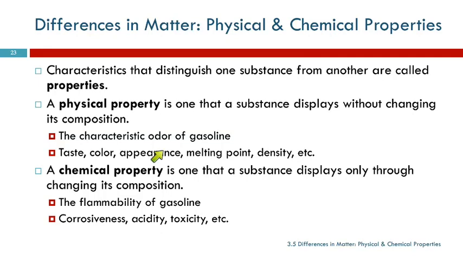So gasoline has a distinctive odor. You can smell that without destroying the gasoline. Taste, color, appearance, melting point, density, many other properties are physical properties. So I can ascertain the color of this bin is white. That's a physical property. It doesn't require destroying the bin, right?